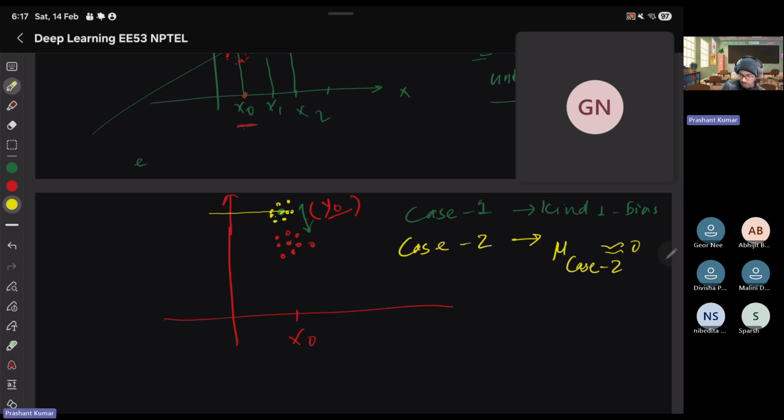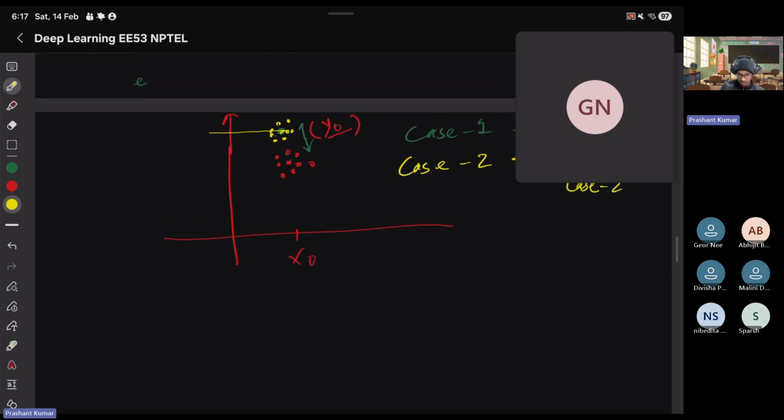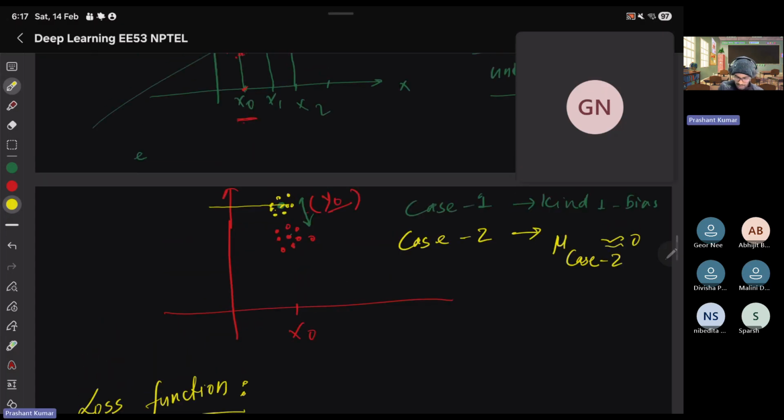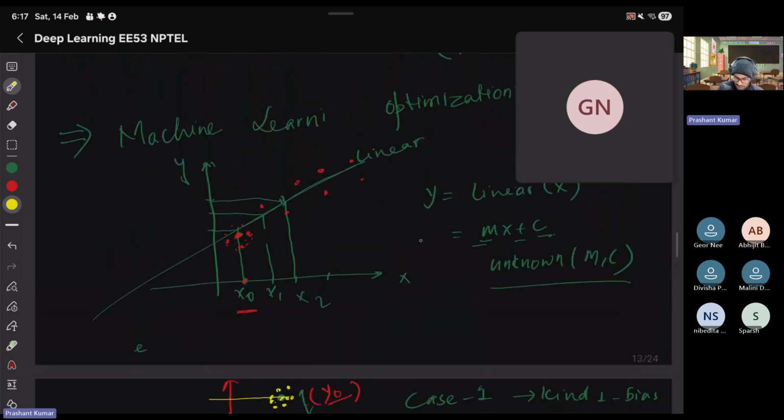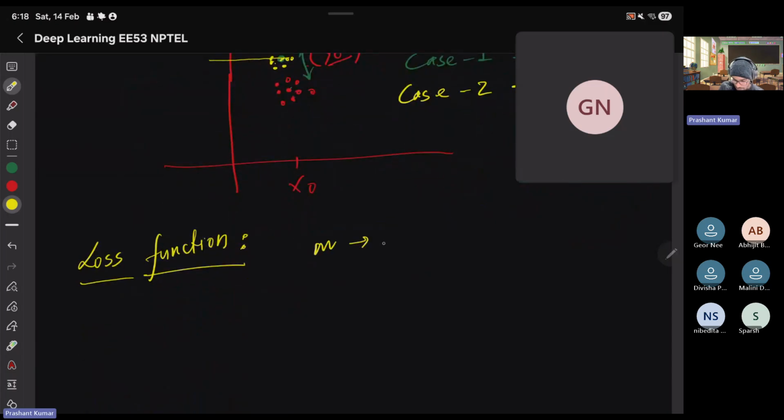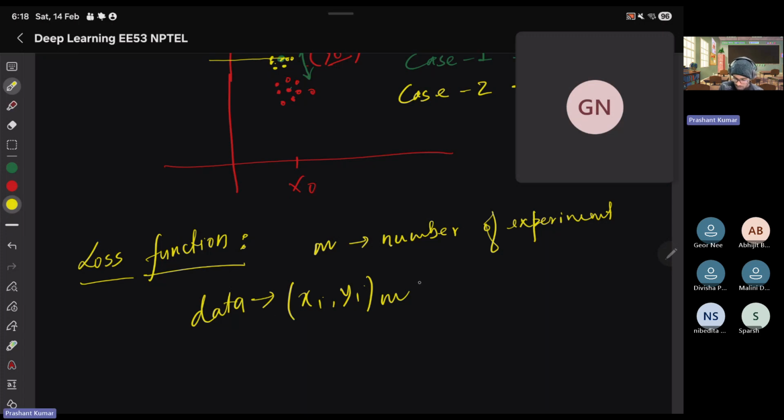Okay, now keeping this information in mind, let's create a loss function. In that case, we come to this experiment. You know that your relation between input and output is mx plus c. You don't know the value of m, you don't know the value of c, but for all xi, you have some yi. Okay. And you have done some m number of experiments, and you have got this data that tells that for all xi, you have yi, and that are the total number, that goes from i equals 1 to m. Okay.